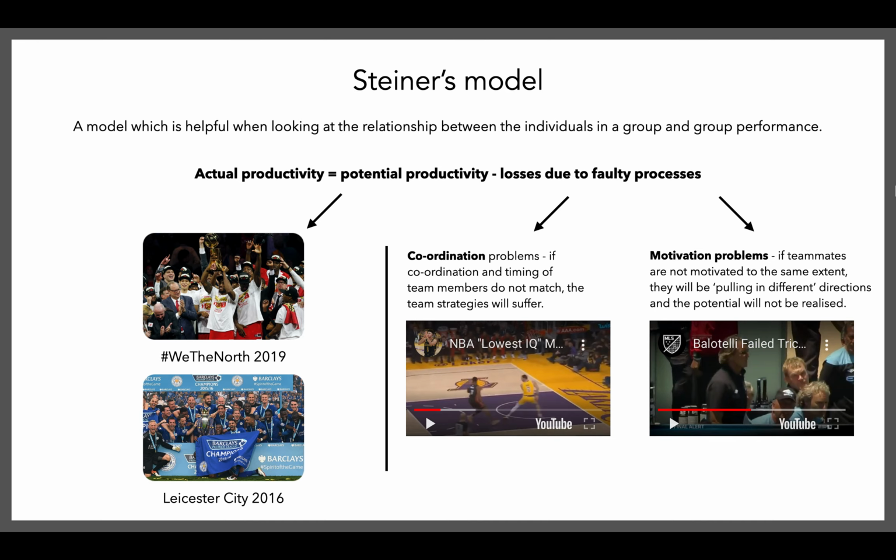Okay, so that's Steiner's model. Actual productivity equals the potential you have, minus them losses, and then that's eventually what you'll achieve. Now let's move on to the Ringelmann Effect, and this is where this social loafing comes in. So Ringelmann performed this study, okay, and he said that there's this effect that when the average individual performance decreases as the group size increases.